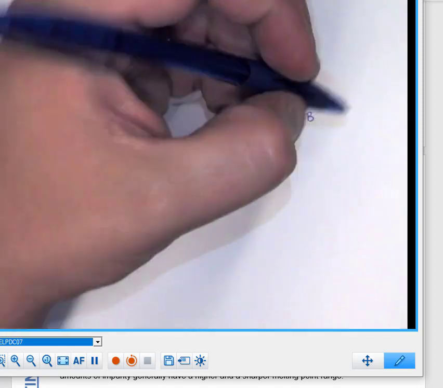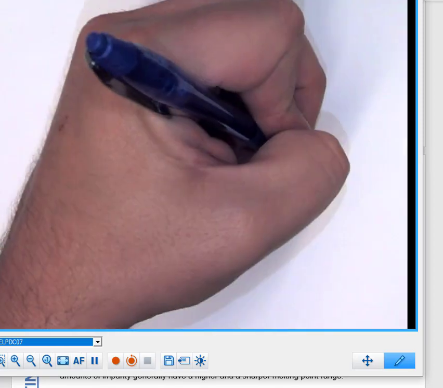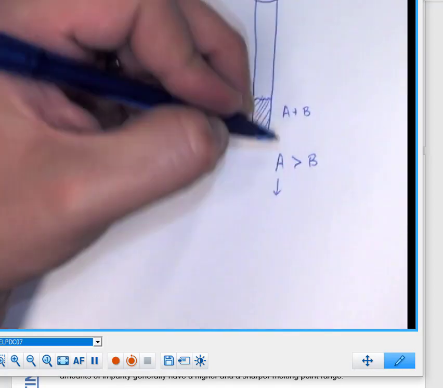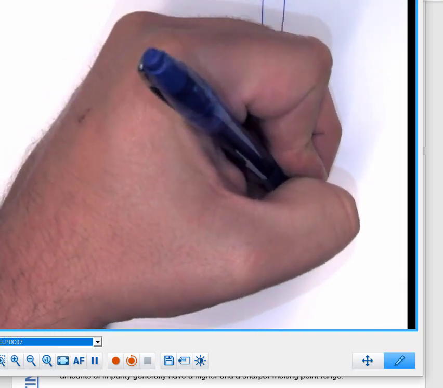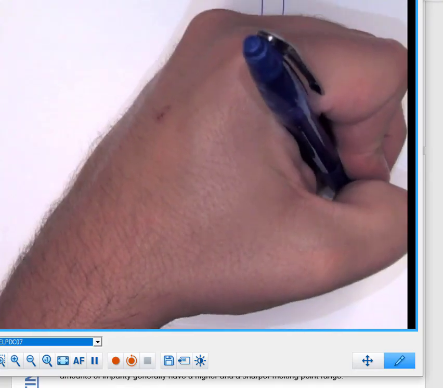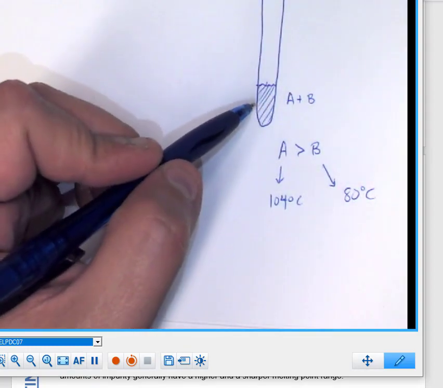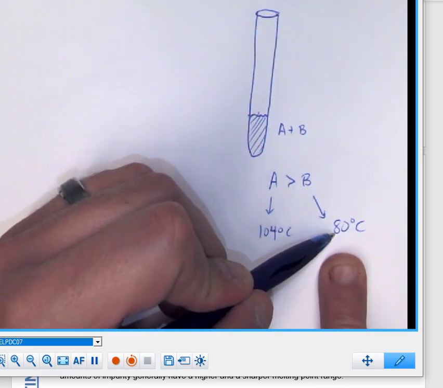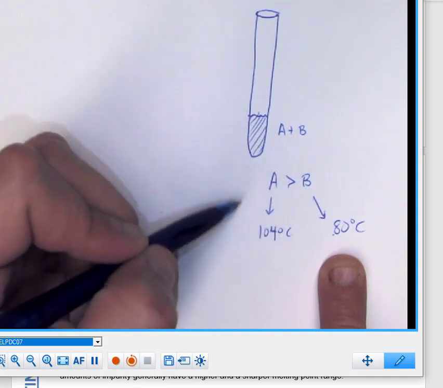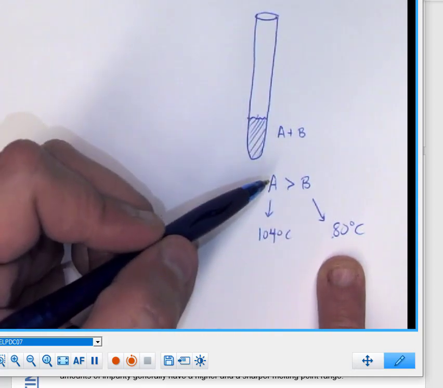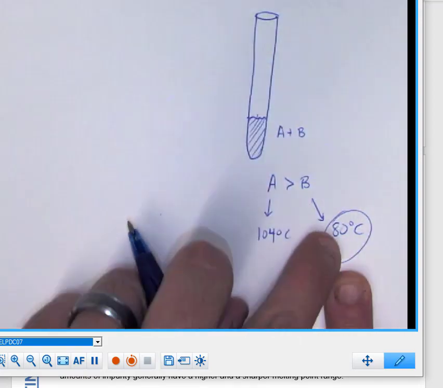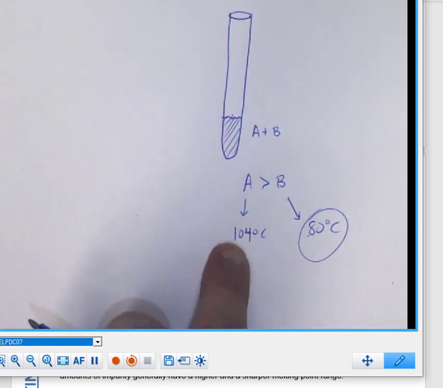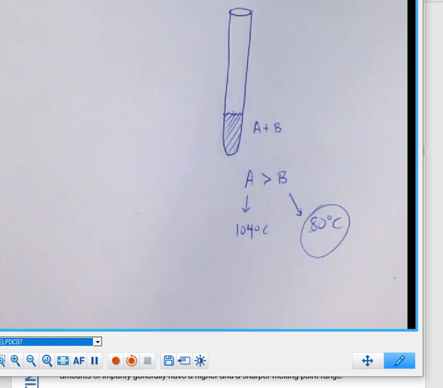Now, what winds up happening, A has a much higher melting point than B. And so let's say that it melts at 104 degrees C, while this one melts at 80 degrees C. So what's going to wind up happening here, let's say as you reach 80 degrees C, what you would see is B would melt, but A would still stay as a solid. So you'd actually see a mixture of a liquid and a solid at roughly 80 to 100 degrees C. But then once you hit 104, that's when you're going to start seeing nothing but a liquid.